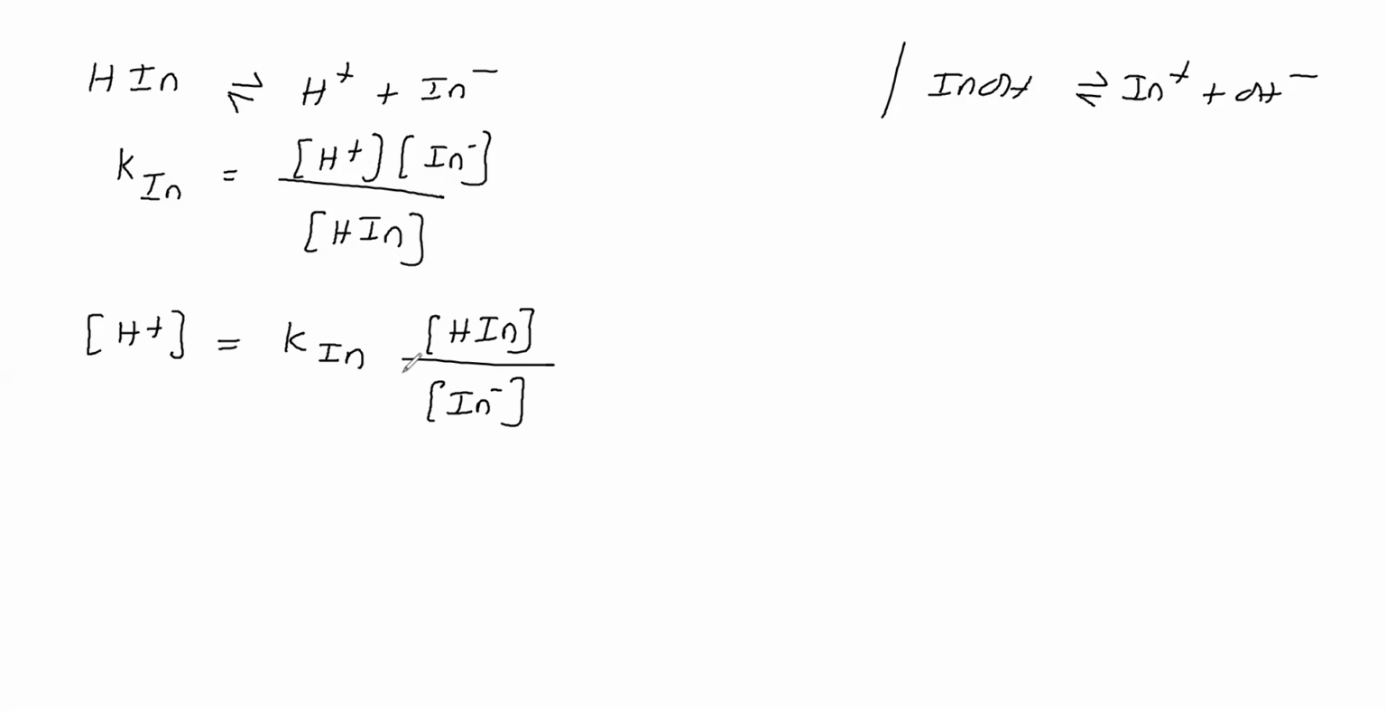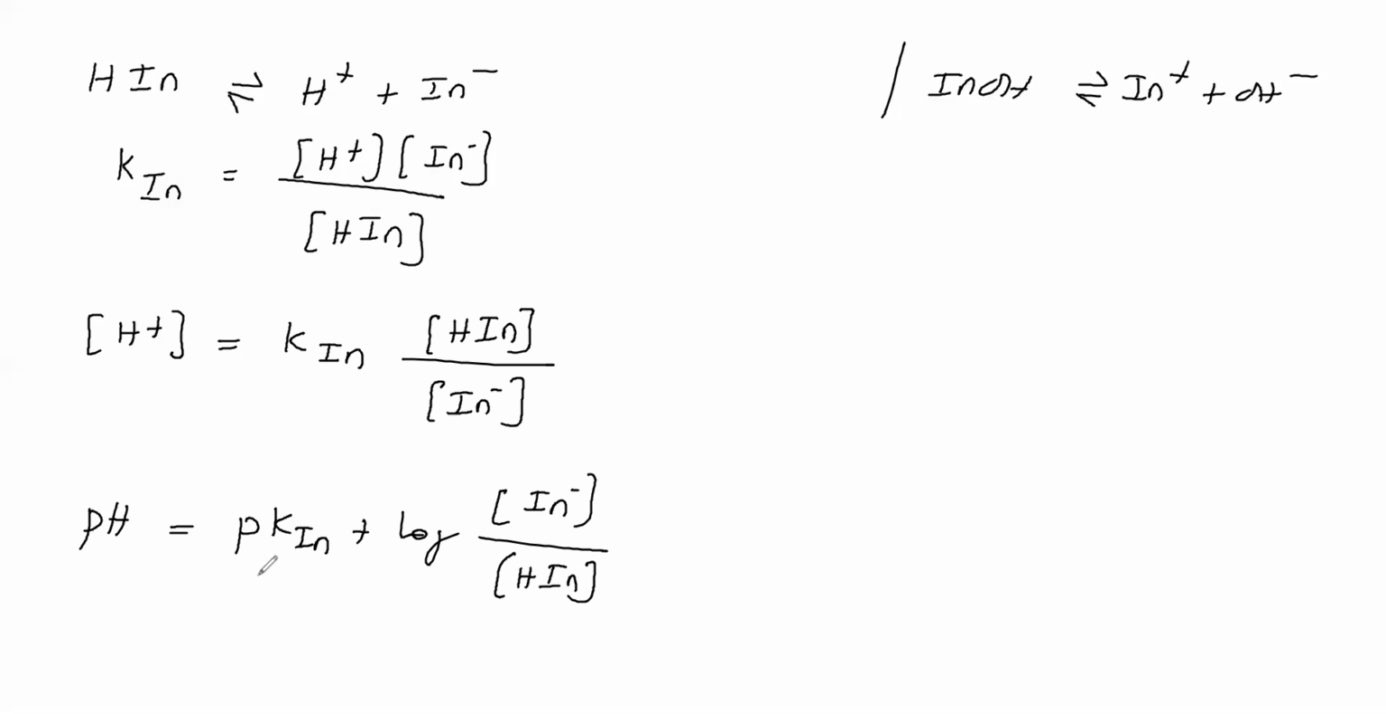Now take log on both sides and introduce a negative sign on both sides. Then we will get pH is equal to pK indicator constant plus log, now it will be reversed, IN minus by HIN. We have seen this derivation already in the Henderson equation, so I have written it directly. So the pH of the indicator formula is pK indicator plus log IN minus by HIN, where IN minus is called the ionized form and HIN is called the unionized form.